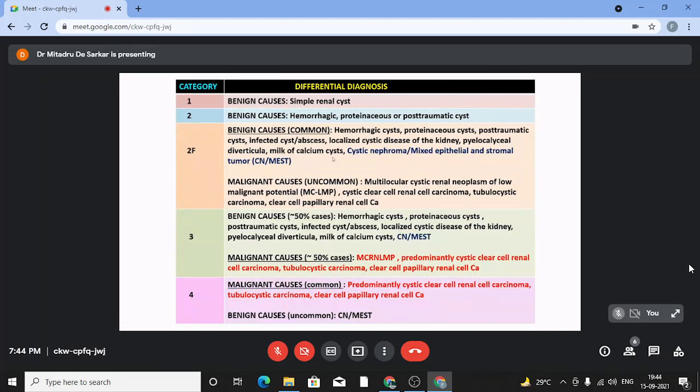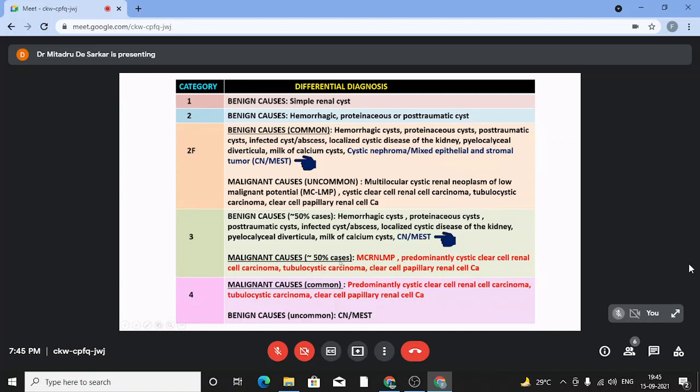Whereas category 2F will have two important tumors, which are again towards the benign end of the spectrum, that is cystic nephroma and mixed epithelial stromal tumor. By the time it goes into category 3, again, one of the important culprits over here is CN and MEST, but sometimes in around 50% of the cases, you can get even the carcinomas presenting in this category 3. So you have the MCR and LMP, and at the same time, predominantly cystic clear cell RCC can also sometimes come within the category 3 entity.